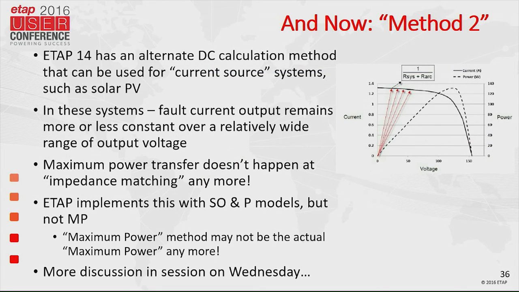And now method two. Again, I'm just going to hit the highlights, but there are some issues you can run into when you start doing calculations in solar PV systems, because the solar panels don't tend to act like a normal voltage source, which we like to consider when we're doing calculations. They act more like a current source in that the fault current output stays pretty much the same over a wide range of voltage output on the panels. And so the maximum power is not exactly at the same maximum power point anymore. ETAP now has what they call a method two that lets us do a different calculation with that.